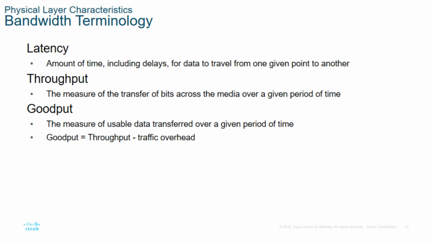And goodput is a third measurement to assess the transfer of usable data. Goodput is the measure of usable data transferred over a given period of time, and goodput is throughput minus traffic overhead for establishing sessions, acknowledgements, encapsulation, and retransmitted bits. So goodput is always lower than throughput, which is generally lower than the bandwidth.